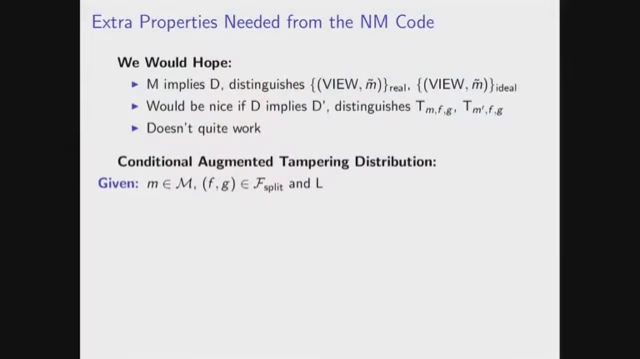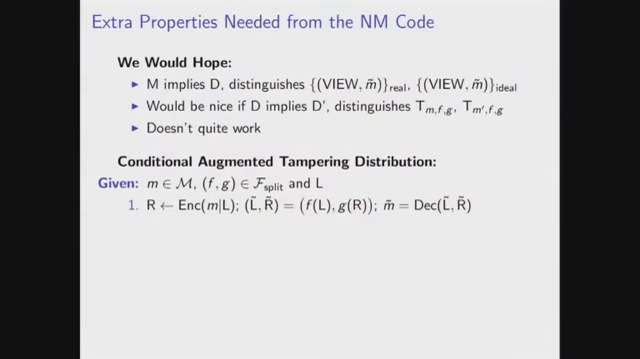So what we have to do is define an alternative. It's called the conditional augmented tampering distribution. This is building on top of the augmented tampering distribution, which was defined in another work, to show that it's just a different tampering distribution, so it's a different definition of non-malleable code. I'm going to write down the tampering distribution, but I don't want to talk too much about it, just because it's a little technical and maybe not so interesting.